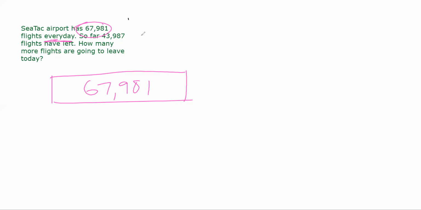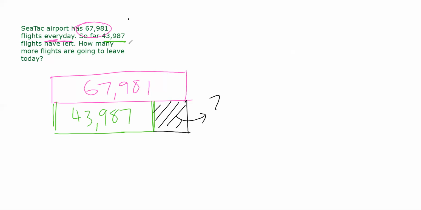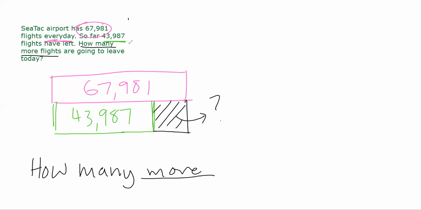And up until this point, 43,987 have gone. So what's this missing chunk? How many more do we have to do? So there's some key vocabulary, like how many blank, and in this case, how many more. I can start to think about this bigger picture.